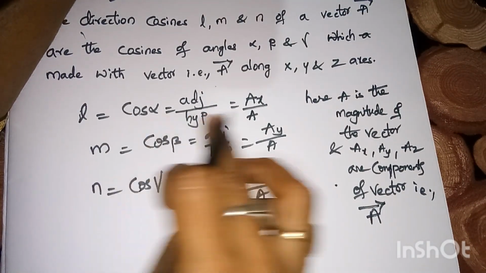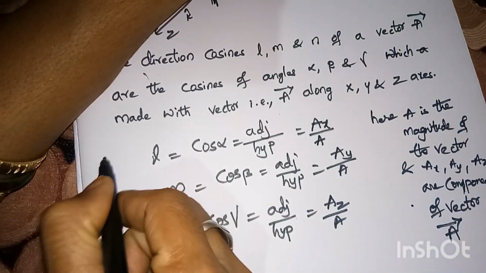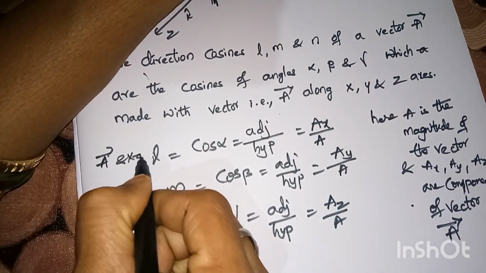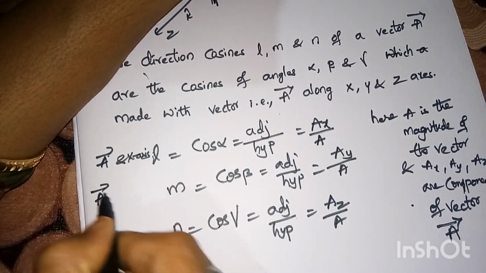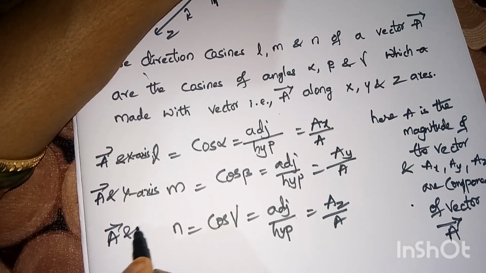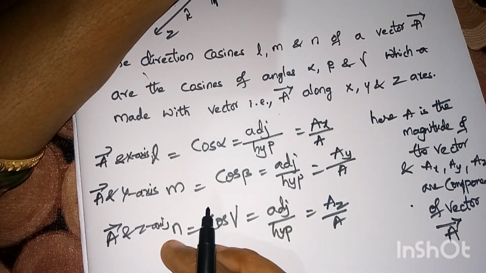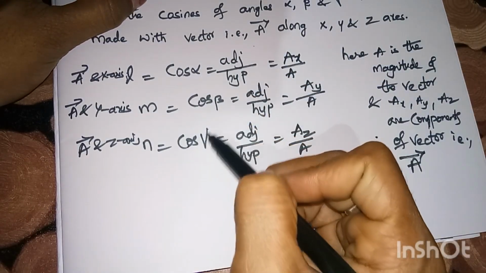This is the angle made by vector a bar and the x axis. And this is the angle made by a bar and the y axis, and this is the angle made by a bar and the z axis. So this is how we can find the angles for a given vector. Now cos alpha, cos beta and cos gamma.